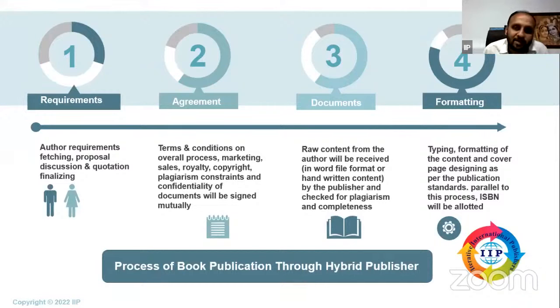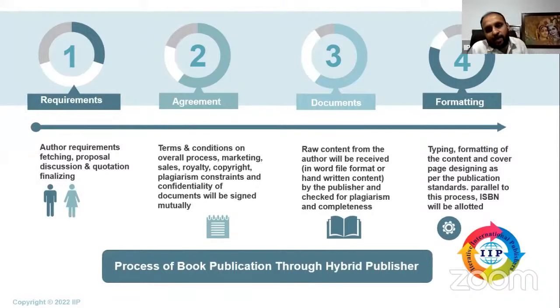This is the requirements, the first stage, and it is followed by the agreement stage, where we make an agreement with the author by mentioning all the terms and conditions regarding the copyright, royalty, marketing, plagiarism constraints, and the confidentiality of the documents, because it is the hard effort of the author that he is giving this document, its content, to us. Confidentiality matters a lot. We, on behalf of the publisher side, will have a condition where we will mention the confidentiality of the documents shared by the author.